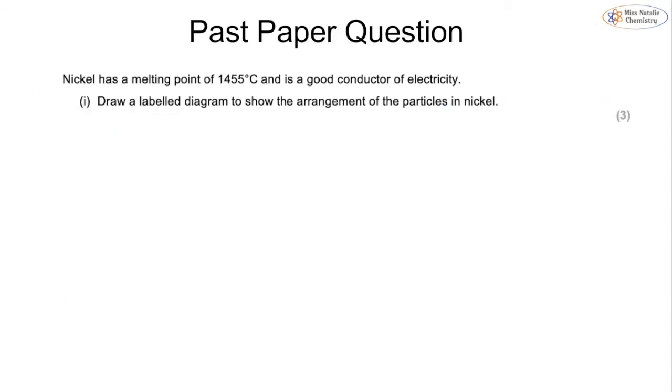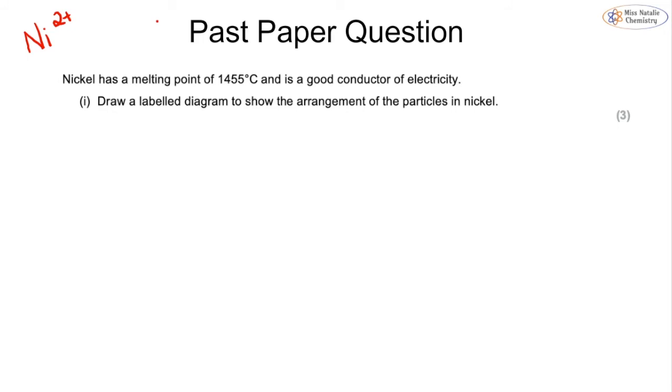So let's finish off by looking at a past paper question. This reaction is telling us about nickel, and nickel has a melting point of 1455, and nickel is a good conductor of electricity. What you will find as you go through this course is you will learn a little bit more about nickel, and this is actually part B of a question, and part A likely would have told you that nickel would make 2 positive ions.